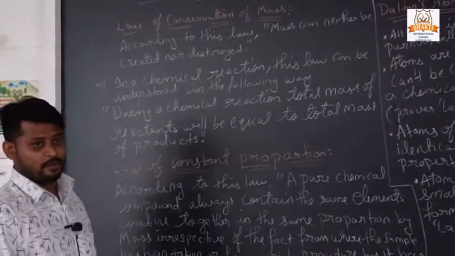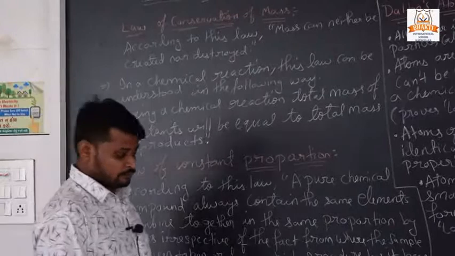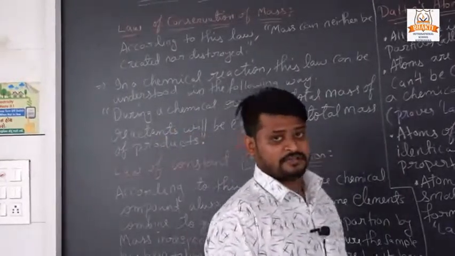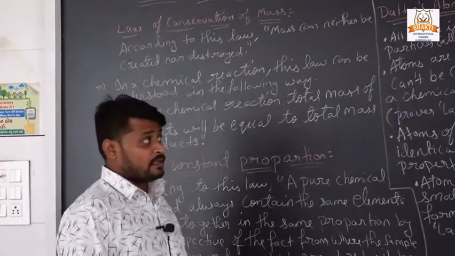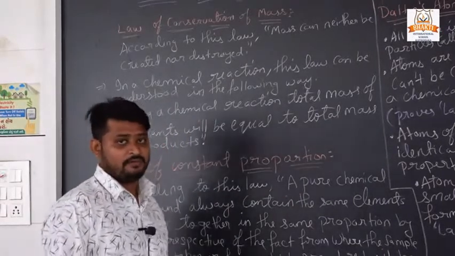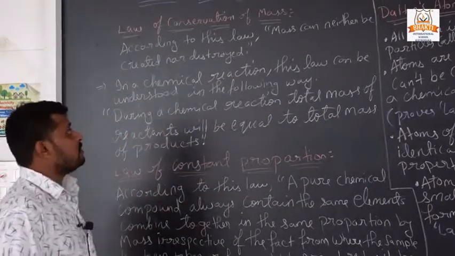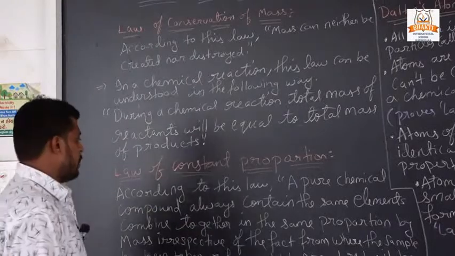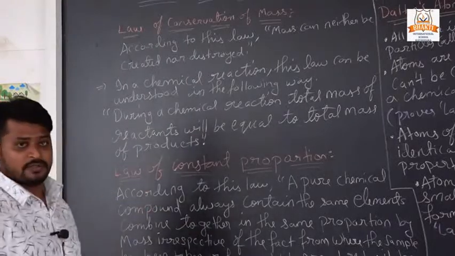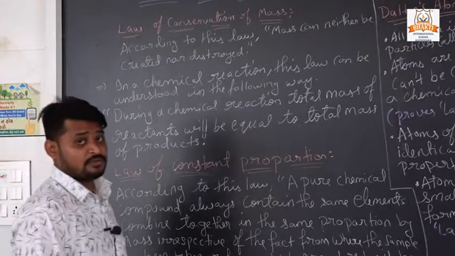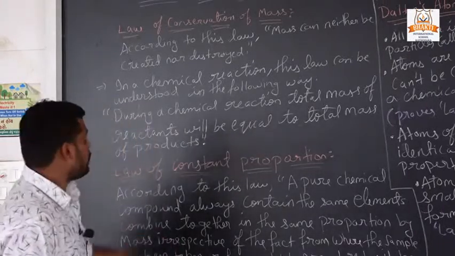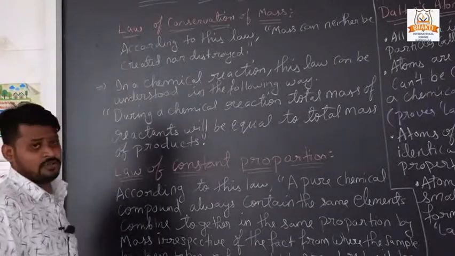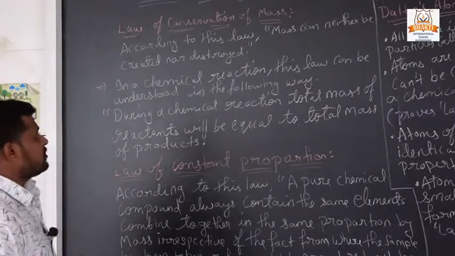It is a very important topic in chemistry as well as in physics, because to balance all chemical equations we have to know about the law of conservation of mass and the law of constant proportion. These two topics are used in almost every chapter of physics and chemistry. So we will start with our first topic, that is the law of conservation of mass.